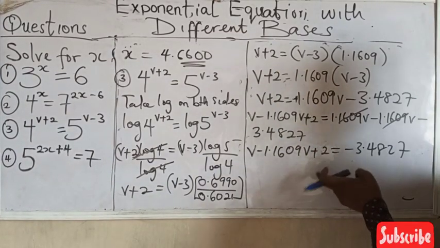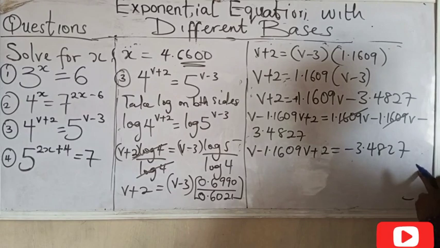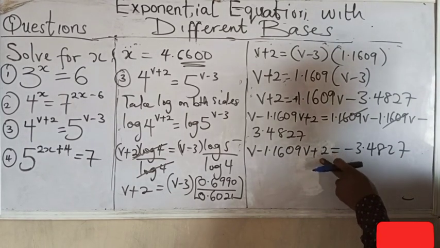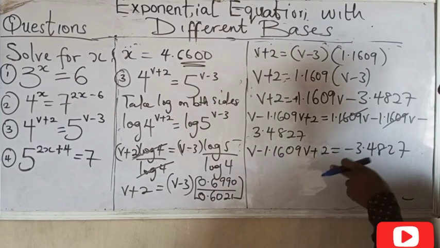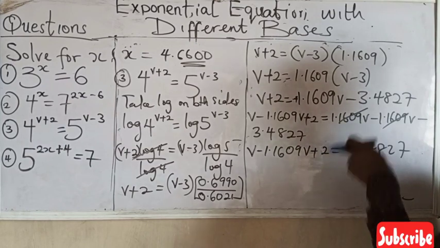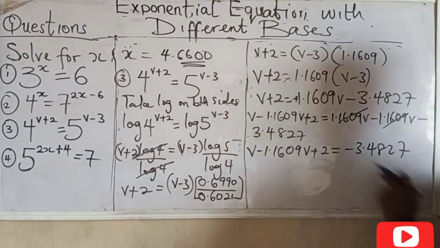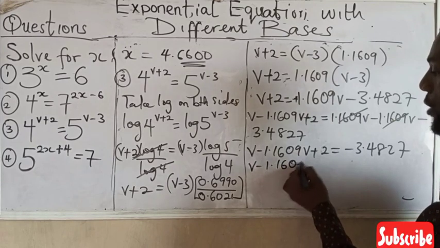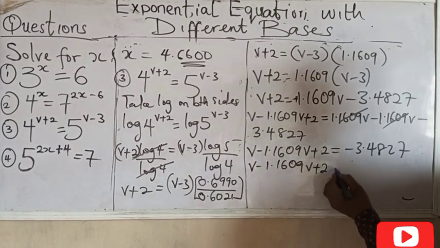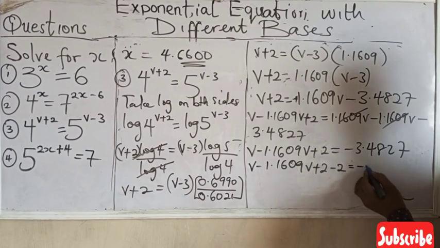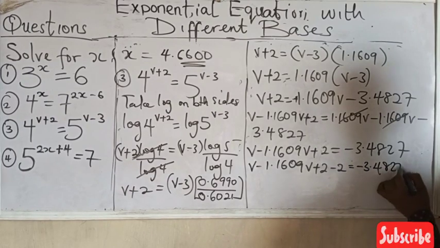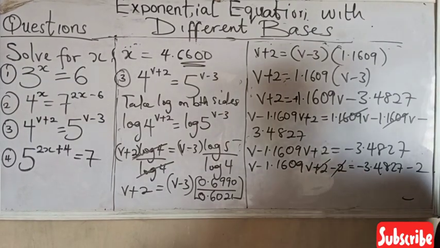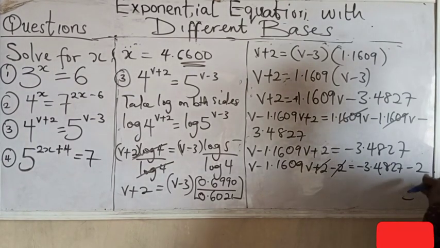This number is not meant to be here, it's meant to be on my right hand side. What am I going to do? Since this is positive 2, the only way I can make this 2 to be equal to 0 is if I introduce negative 2, meaning that I have to subtract 2 on both sides. So I will say v minus 1.1609v plus 2 minus 2 equals minus 3.4827 minus 2. So this one goes, which means I can find the number here.